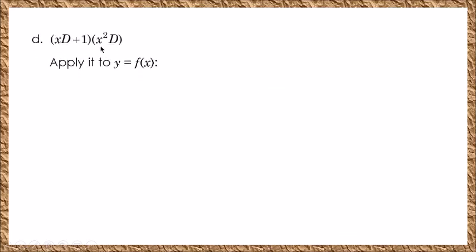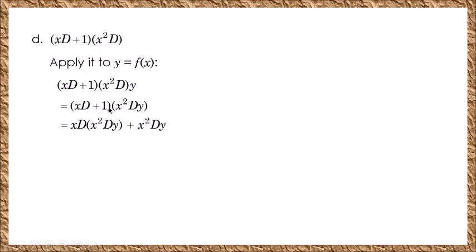(xd plus 1) multiplied to (x squared d). So let's expand this operator. Applying it to y, we have (xd plus 1) multiplied to (x squared d) applied to y. So applying x squared d to y, we get x squared derivative of y. So this second operator, xd plus 1 applied here, we get xd applied to x squared derivative of y plus x squared derivative of y.